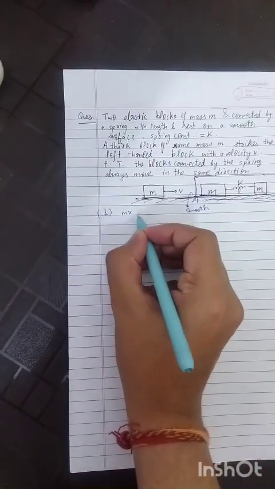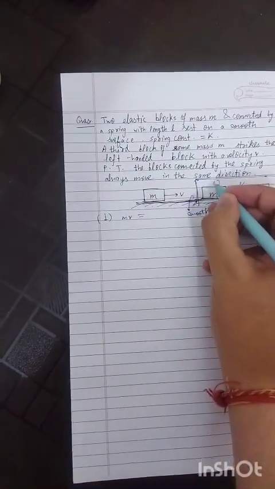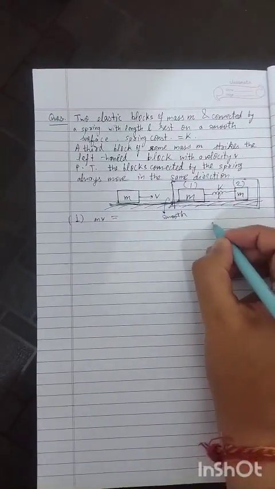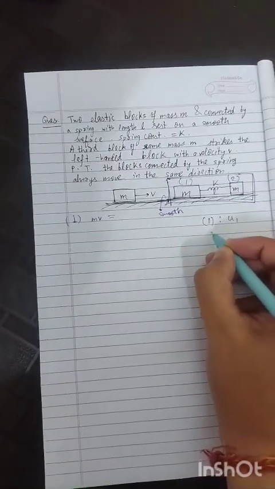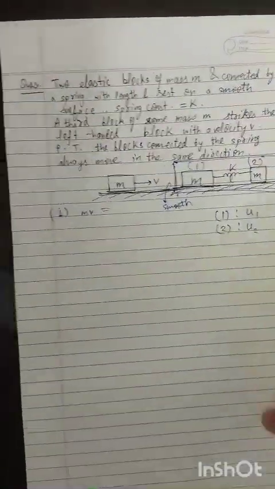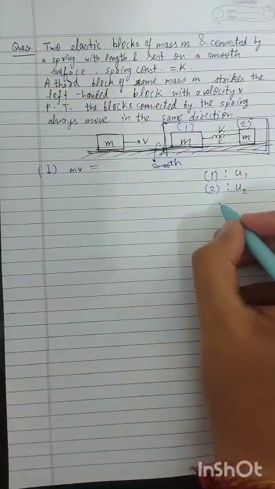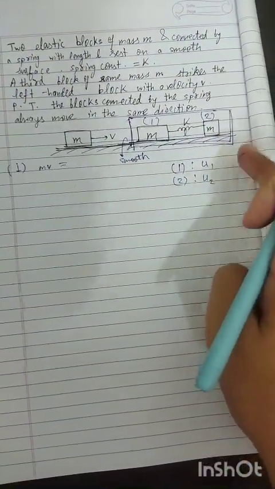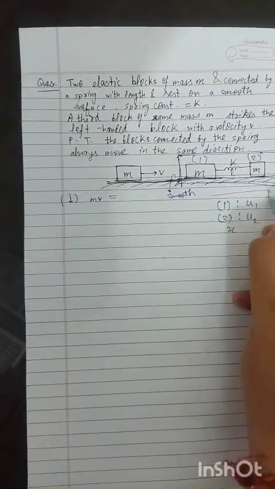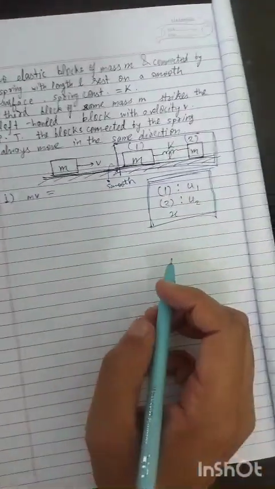So initially the momentum of the system is mv. Let us call this block 1 and let us call this block 2. After the collision, at any instant, let's say the velocity of 1 is going to be u1 and that of 2 is u2, and at this very instant, when the velocities of both the blocks are u1 and u2 respectively, the extension of the spring, let's say, is x. Now these are the definitions that I have assumed here, some variables.